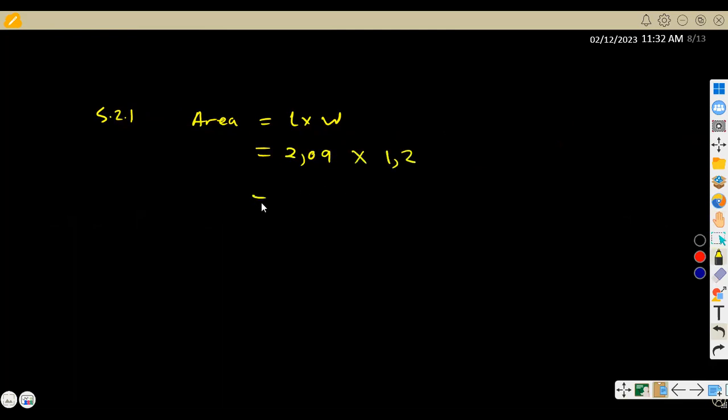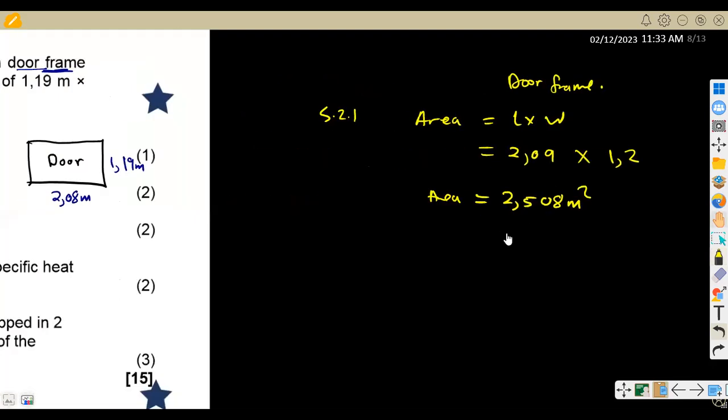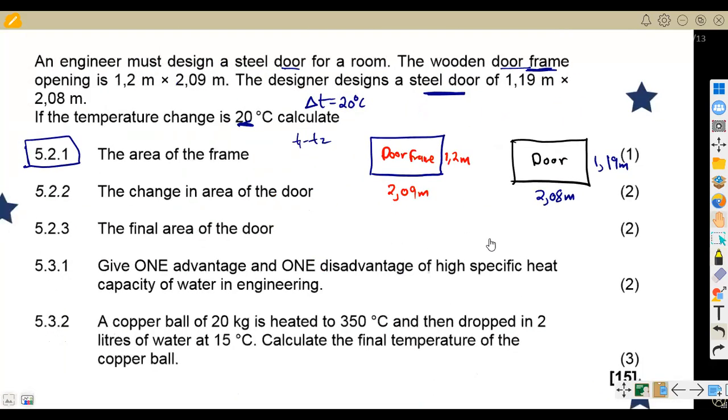If you multiply this properly, you are going to obtain an area of 2.508 square meters. Okay, so that was the area for the door frame. Take note, that's the door frame, okay? Then we move on to 5.22.